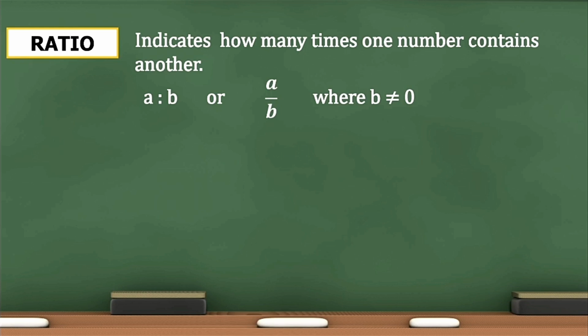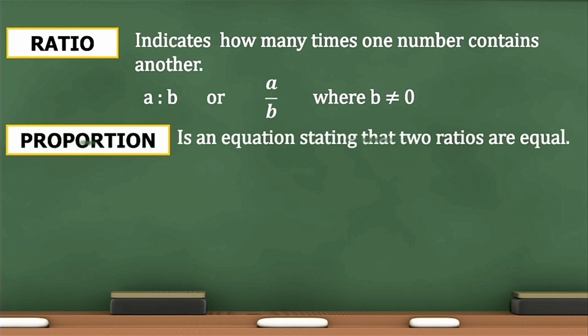Now, ano nga ba ang proportion? Proportion is an equation stating that two ratios are equal. Example, A is to B is equal to C is to D.